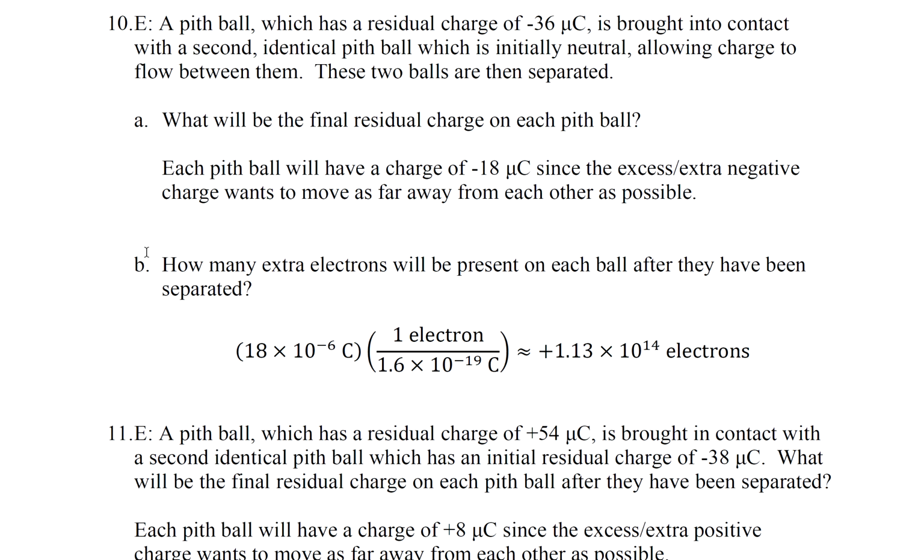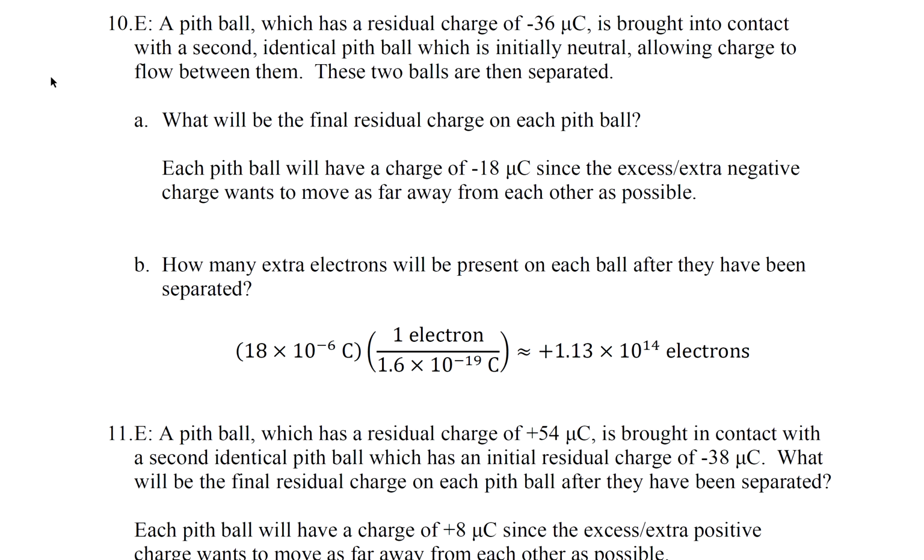Question 10. A pith ball which has a residual charge of minus 38 microcoulombs is brought into contact with a second identical pith ball, which is initially neutral, allowing charge to flow between them. These two balls are then separated. What will be the final residual charge on each pith ball?